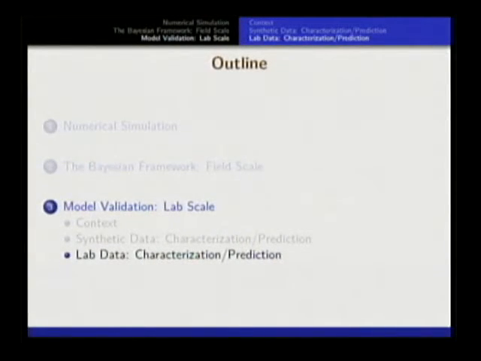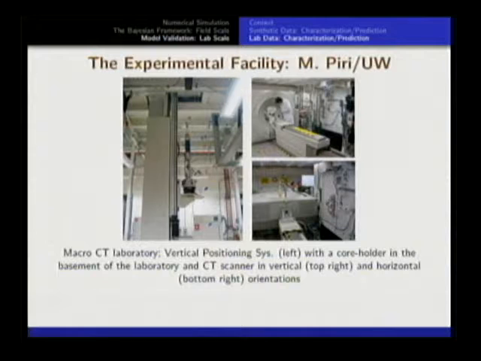So let's look at the real data. This is the lab where these experiments were performed. It's a unique lab. They have adapted a hospital CT scan. They put it in horizontal position. It's a 2-floor lab. They prepare the sample on the first floor, and then it goes through the ceiling, and the sample goes through the scanner, and they record the saturation, porosity, etc.